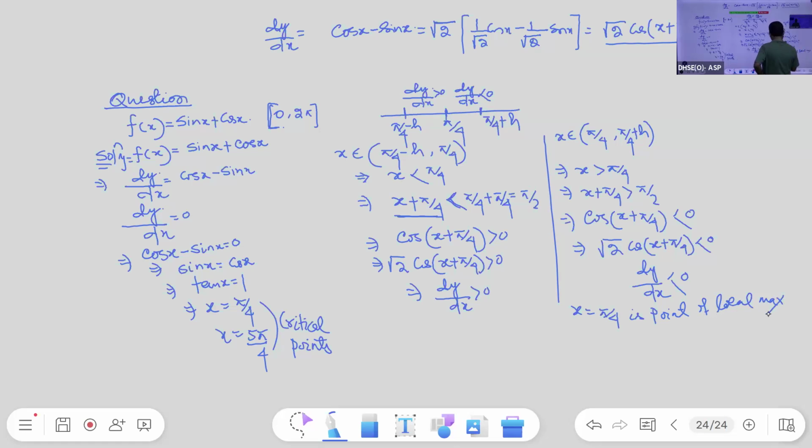Thus, local maximum value is f of pi by 4. f of pi by 4 is equal to sin pi by 4 plus cos pi by 4. Sin pi by 4 is 1 upon root 2 plus cos pi by 4 is 1 upon root 2. So 2 upon root 2 is root 2. So local maximum value is root 2.